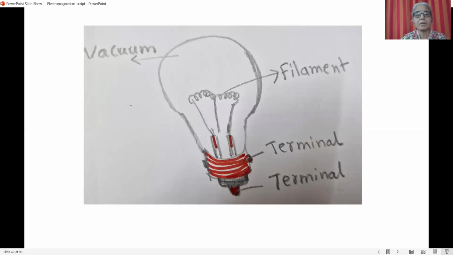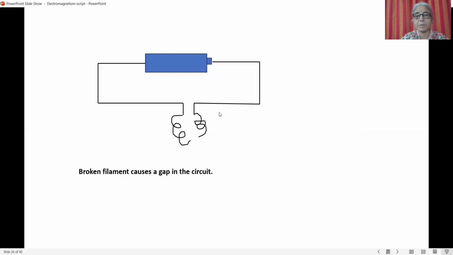Then there's a glass casing, and the air inside the glass casing has been sucked out and a vacuum is created, so that it gives a long life to the bulb. When the bulb burns off, when it stops working, usually the filament is broken. Filament is a very delicate, very thin wire. Sometimes it breaks. When it breaks, there's a gap in the circuit and the current does not flow, so the bulb does not glow.